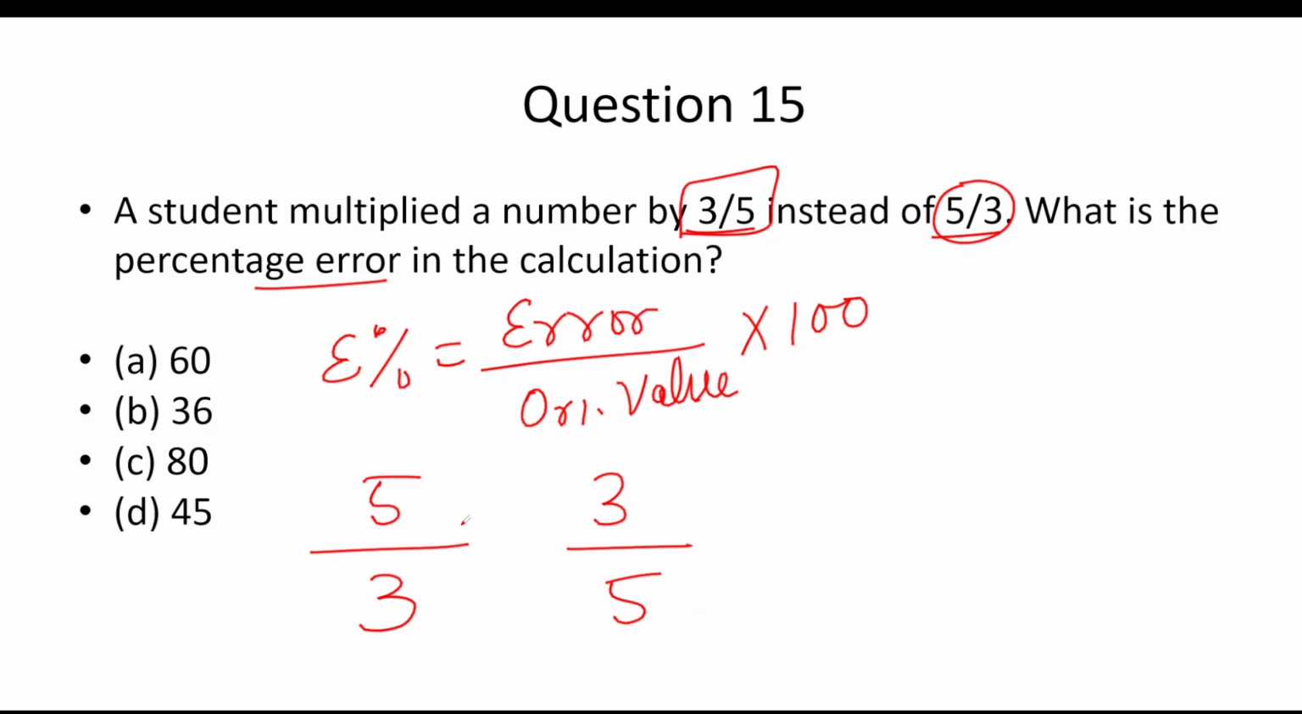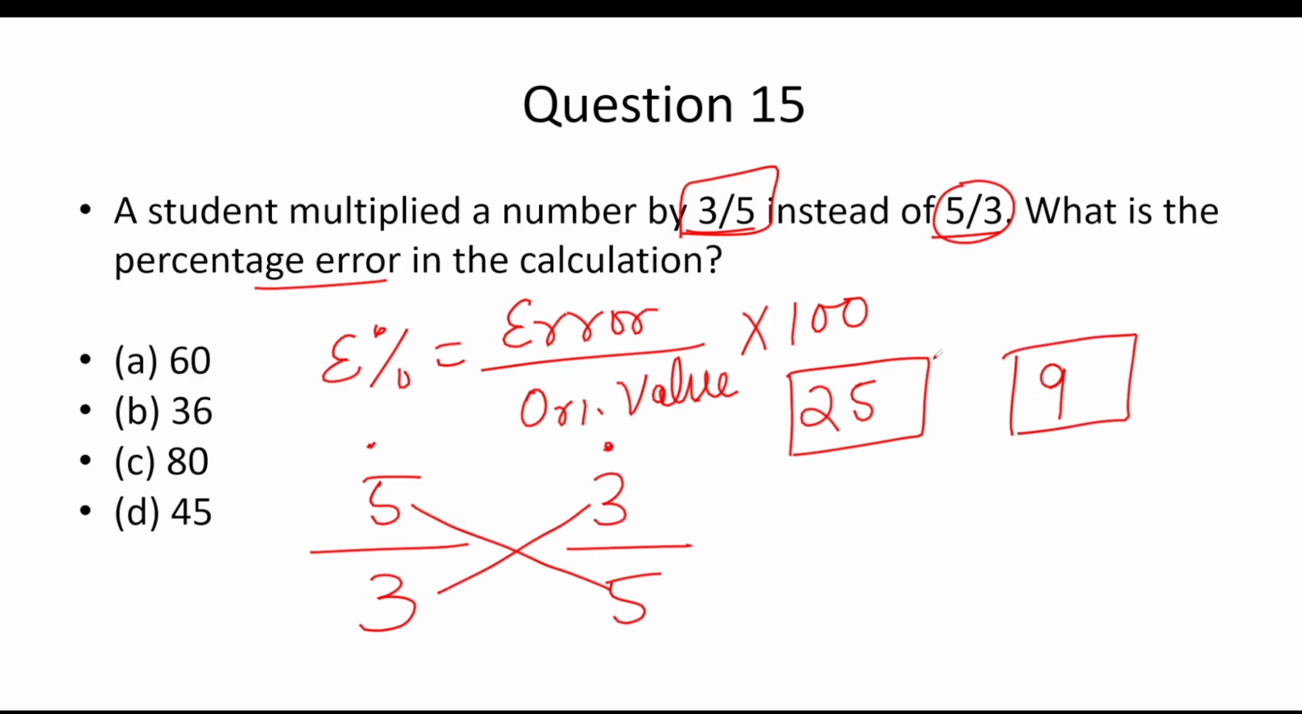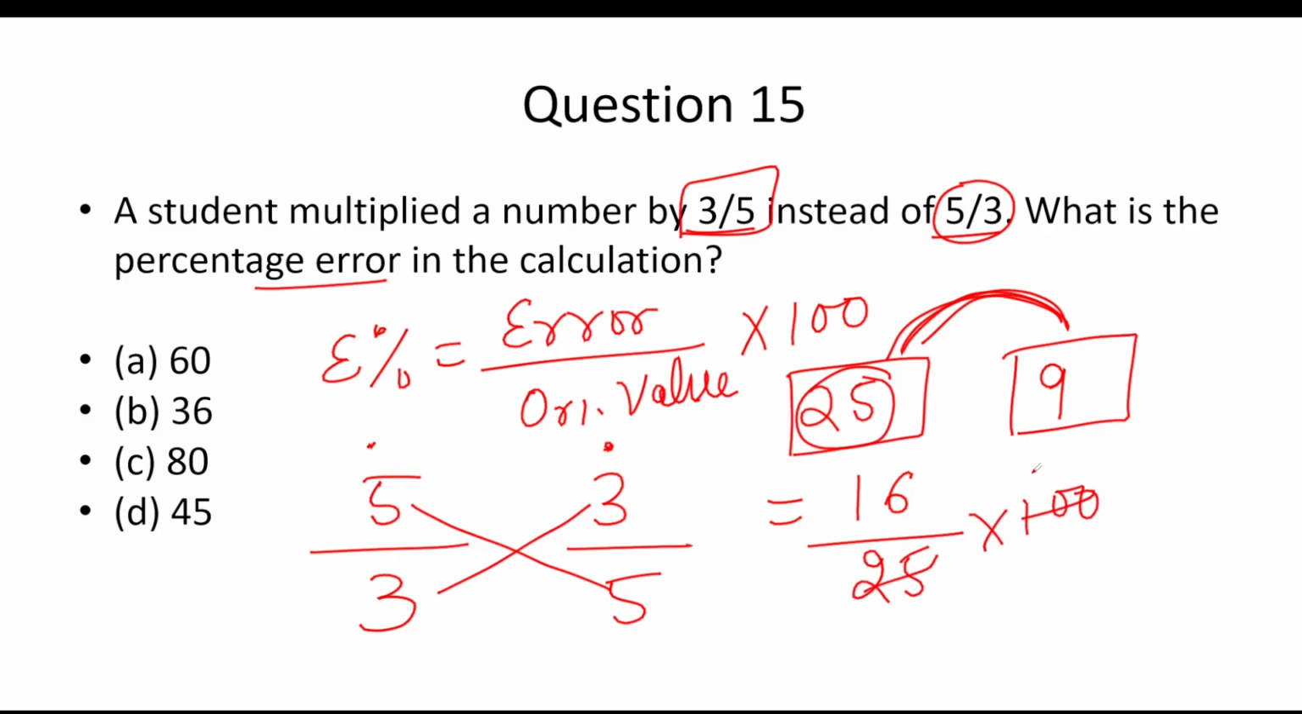What is the short way? Here you have to write the correct value, here you have to write the incorrect value. Just cross multiply. 5 into 5, 25. Take it as the correct value. 3 into 3, 9. Take it as the incorrect value. So what is the error here? Difference. What is the difference of 25 and 9? That is 16. And what is the original value? 25, into 100. So here you can check the error is 64%.